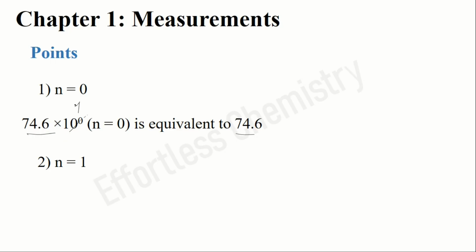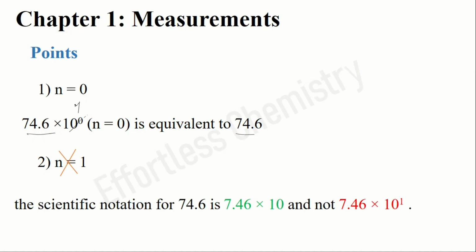Here, when n is equal to 1, the usual practice is to omit the superscript when it is equal to 1. For example, the scientific notation for 74.6 is its multiplication by 10 and not this one by 10 to exponent 1. We will omit that one.